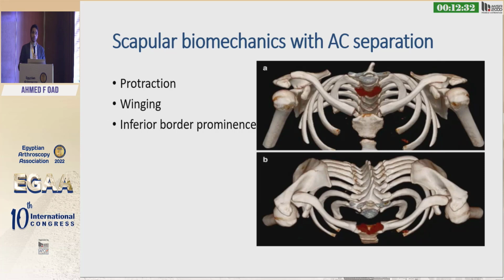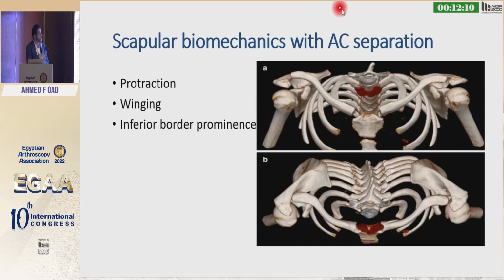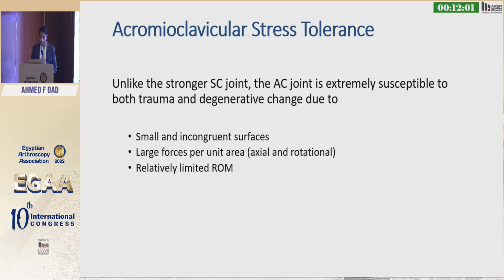So what happens with AC dislocations? What happens is that the clavicle remains seated at the exact same position. Nothing happens to the clavicle. What happens is that the scapula usually protracts, wings with inferior border prominence. As we see here, both clavicles are at the exact same position. What happens is just the morbid anatomy of the scapula, which protracts, wings with inferior border prominence.